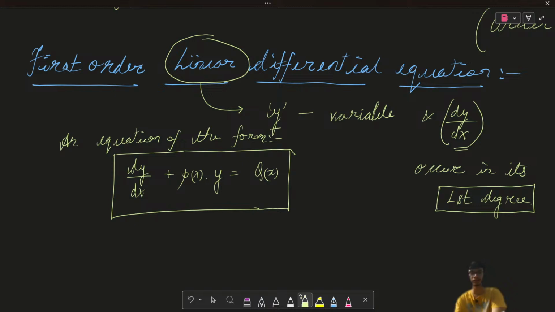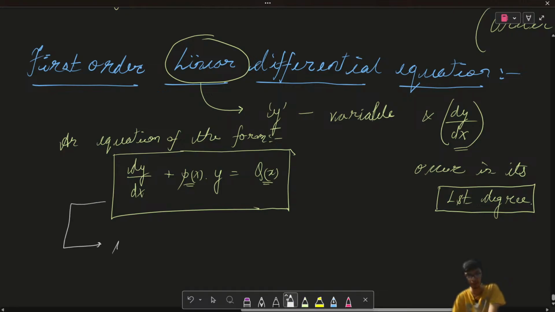And please note that P(x) and Q(x) are functions of x or maybe a constant, right? So you have to understand, this particular equation is known as a linear equation of first order, right? Now, how do we proceed to solve these types of questions? That is the most important part to understand. Whenever you see these kinds of differential equation, how are you going to proceed with the solution? That is what we are going to learn now, right?